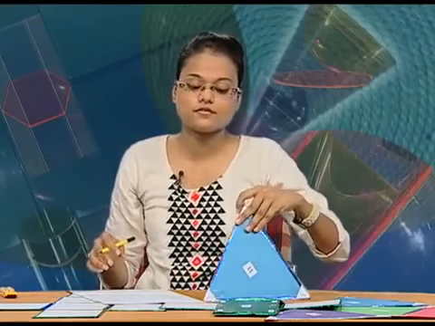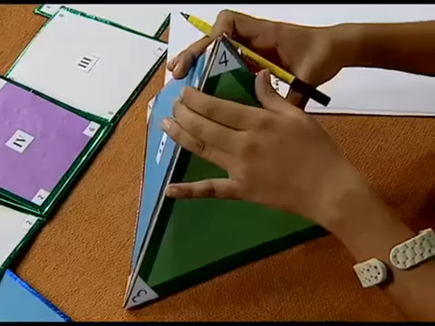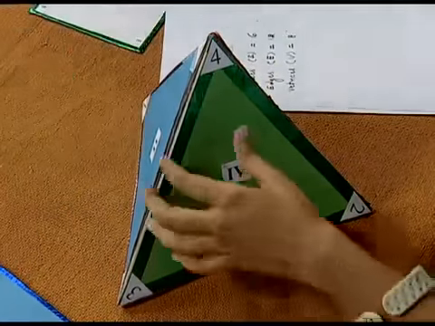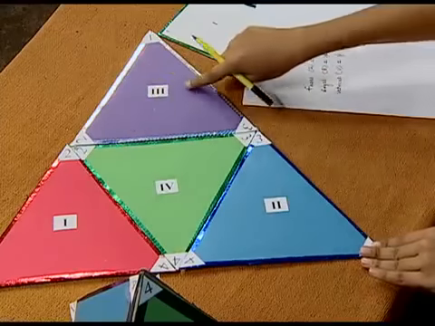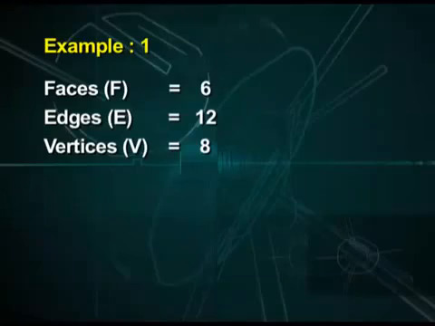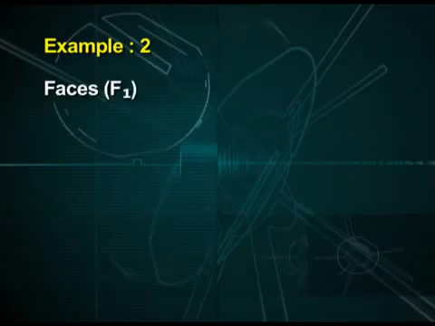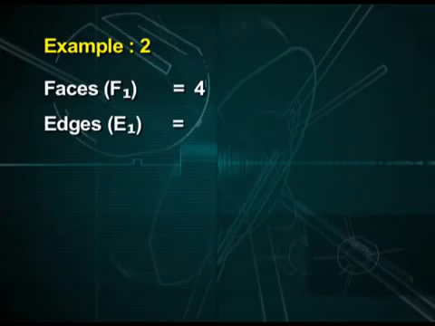Let us take another example. What is this? As we have already discussed, this is nothing but a tetrahedron. And again, if we cut this, a net of this shape is formed. Now, with the help of this net, can you count the number of faces, edges and vertices? Let us count: 1, 2, 3 and 4. These are the number of faces. Let us denote it with F1. So, the number of faces is 4. Now, edges, let us denote it with E1. How many edges?